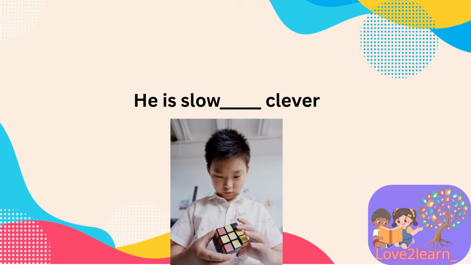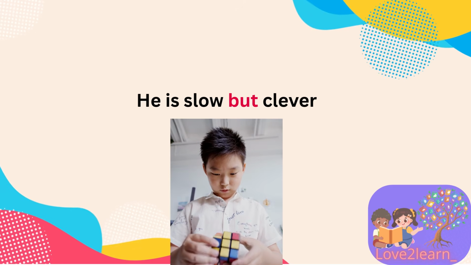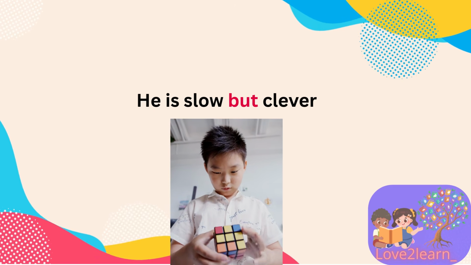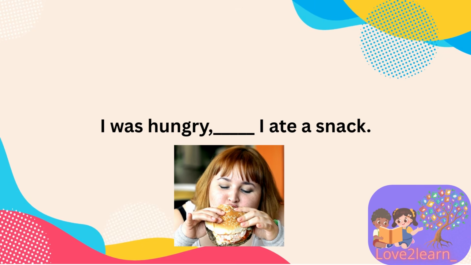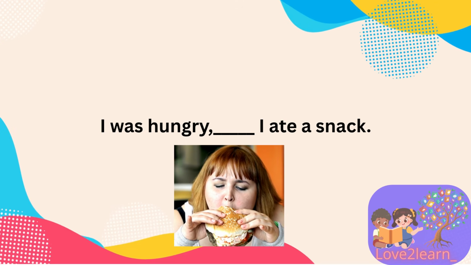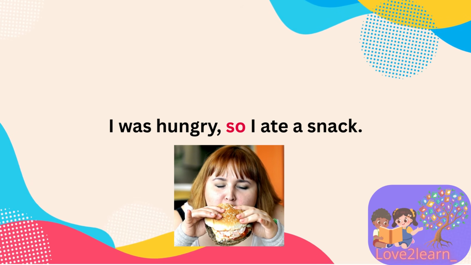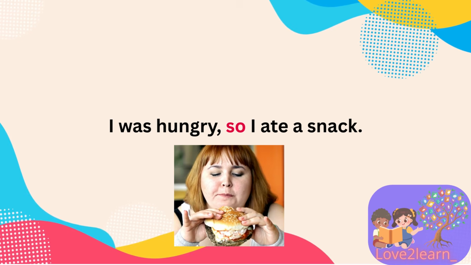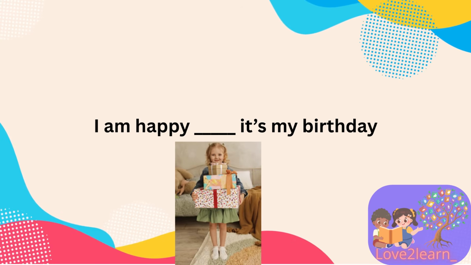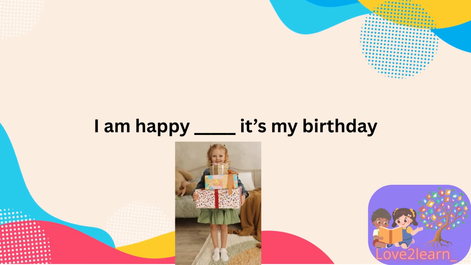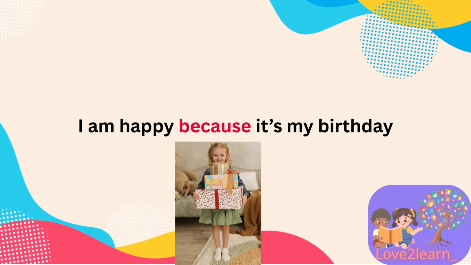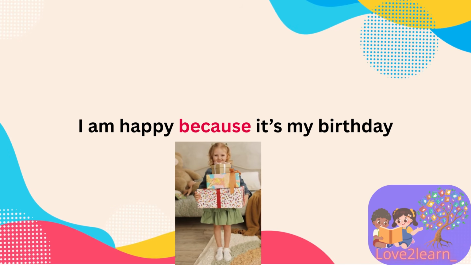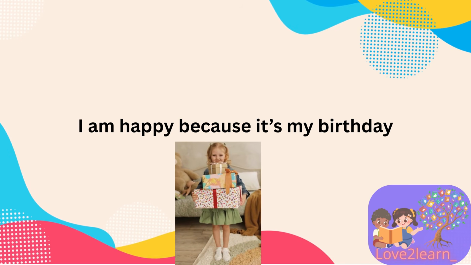He is slow dash clever. Yes, you're right. He is slow but clever. Next one: I was hungry dash I ate a snack. Yes, I was hungry so I ate a snack. I am happy dash it's my birthday. Yes, I am happy because it's my birthday, is right.